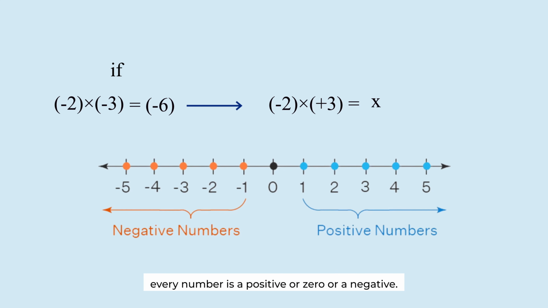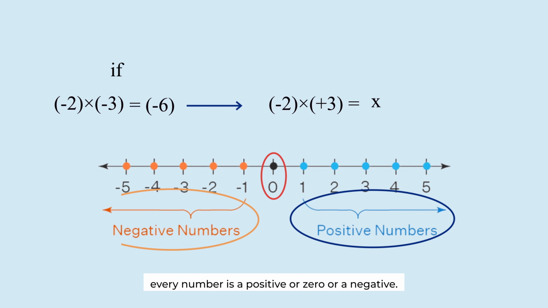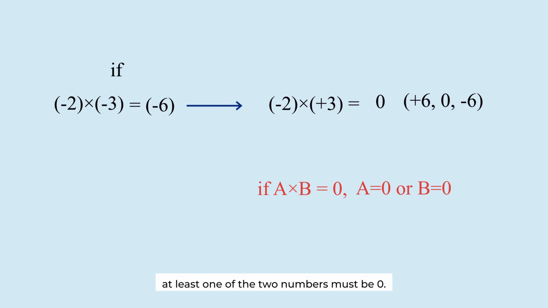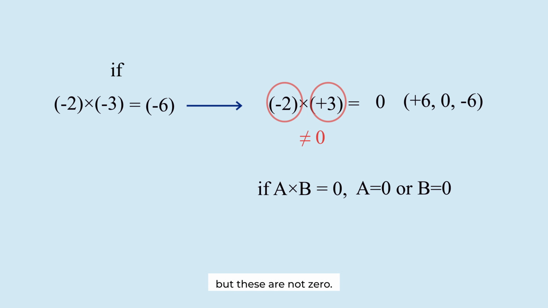Every number is positive or 0 or negative, so x must be one of these three: plus 6, 0, minus 6. However, minus 2 times plus 3 cannot equal 0. For x to be 0, according to the rules of multiplication, at least one of the two numbers must be 0. But these are not 0, so this can't be 0.